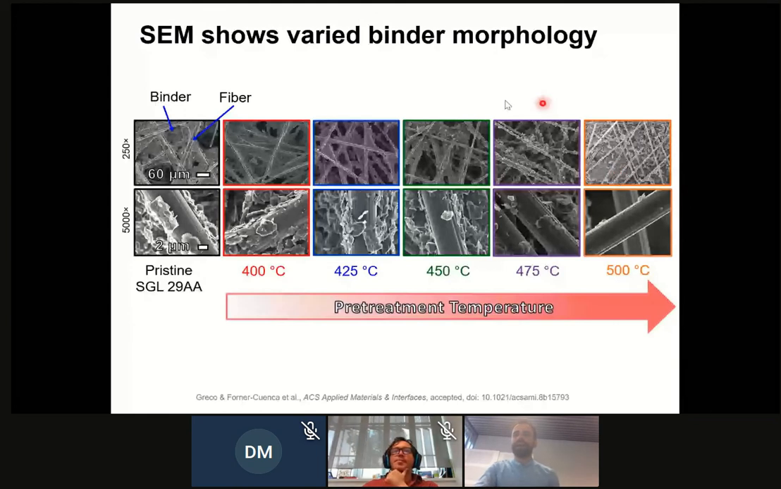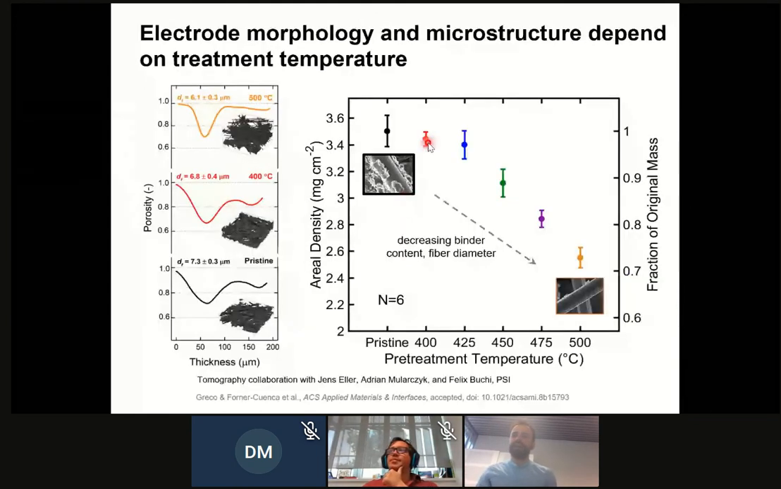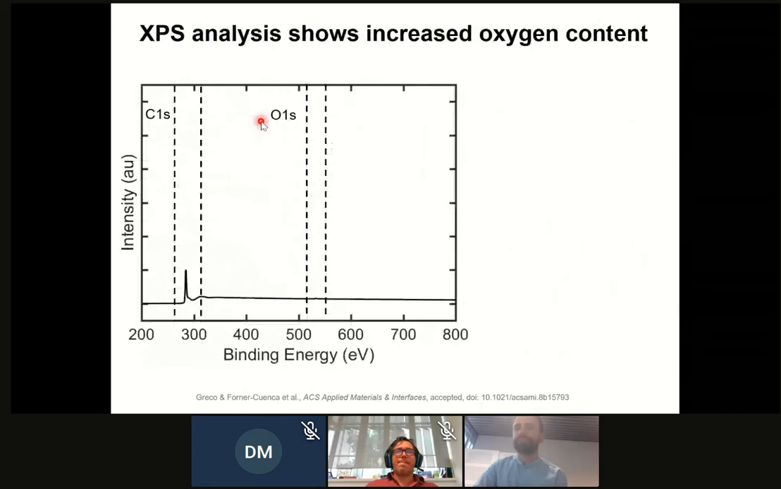So we look at that, and we also look at the mass and the areal density, which is ultimately the mass. And what we see is that indeed, after 425, you see a huge decrease in your mass because you're burning the binder. We also look at tomography with our collaborators at PSI in Switzerland. What we saw is that indeed, as you go to higher pre-treatment temperatures, you start to see how your structure starts to collapse. So it becomes thicker and thicker because you've lost that binder that keeps things together.